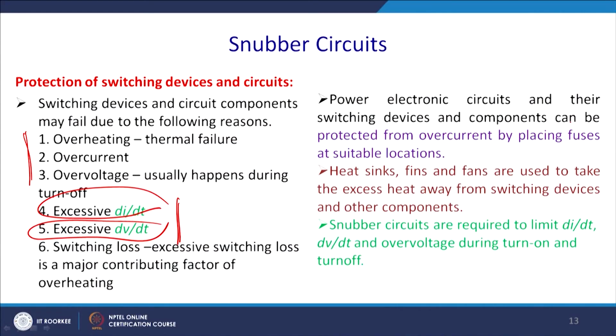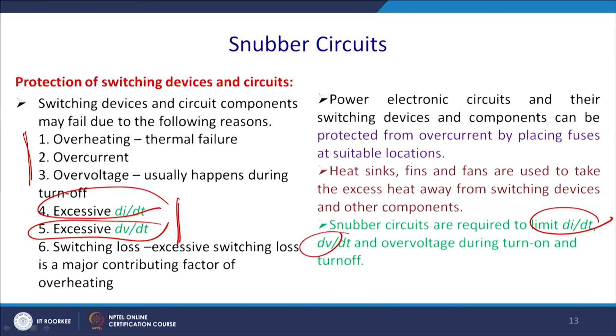Power electronics and other switching devices and components can be protected from overcurrent by placing switchable fuses, MCBs, or different kinds of circuit breakers. Heat sinks with different cooling techniques and fans are used to take out the excess heat.